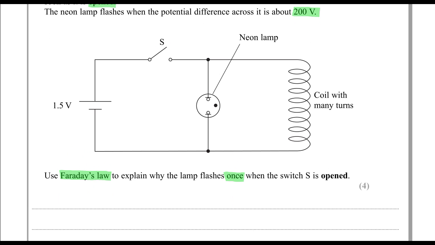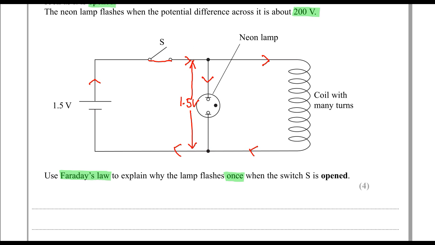When the switch is closed, there is a current flowing through the circuit, which goes through both the coil and the lamp. Given that the lamp is in parallel with the cell, the potential difference across the lamp is 1.5 volts. And this is not enough for the lamp to operate, which requires at least 200 volts. And that's why we don't observe anything in the circuit.